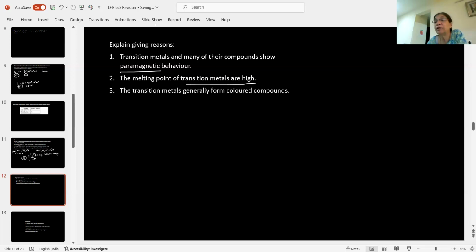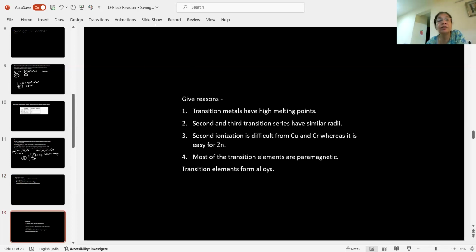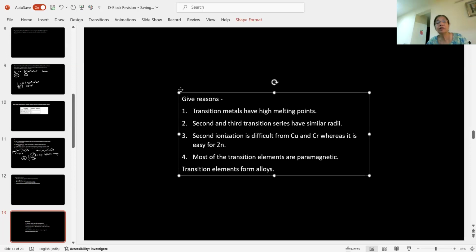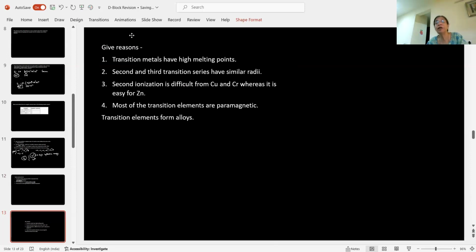Then transition metals generally form colored compounds because of d-d transition. You can explain how there is a splitting, and because of the splitting there is d-d transition. Then again give reasons. The transition metals have high melting points, again because of metallic bonding. So this question is also a very common question.